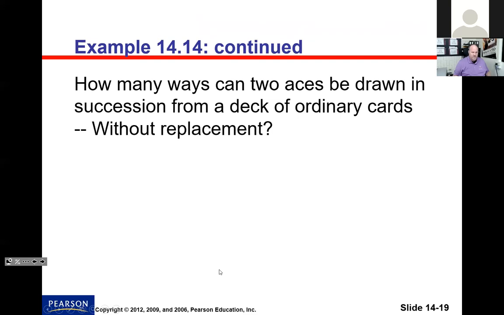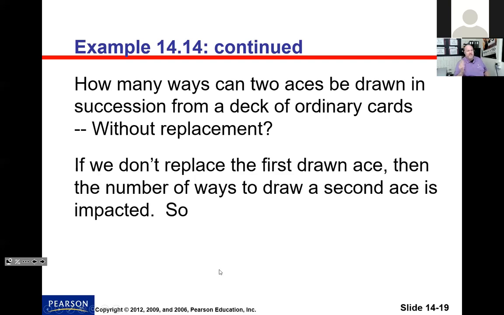Okay, here's another question for you. Yeah, 16. How many ways can two aces be drawn in succession from a deck of ordinary cards without replacement? So here's the deal. How many aces for the first time? Four. But one ace, let's say it's the ace of clubs, does not get put back into the deck. Now, how many aces can you pull from the deck the second time? Three. Okay, so then it's slightly different, right?